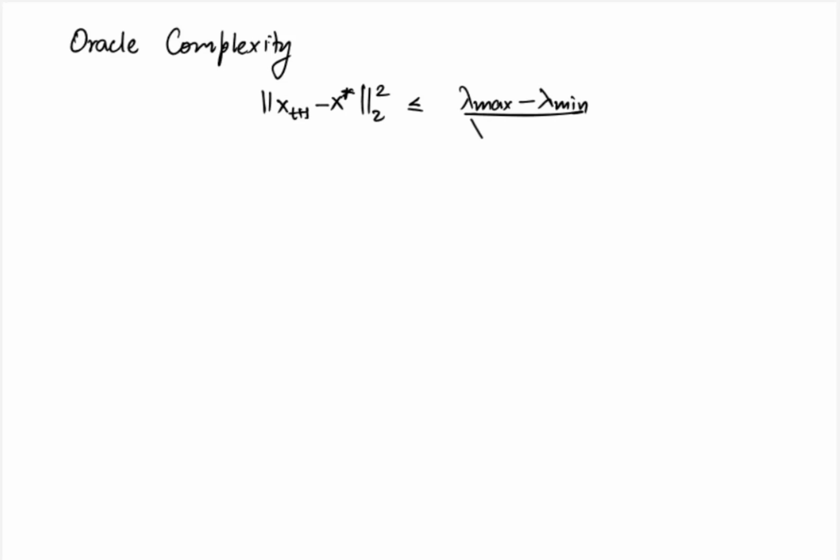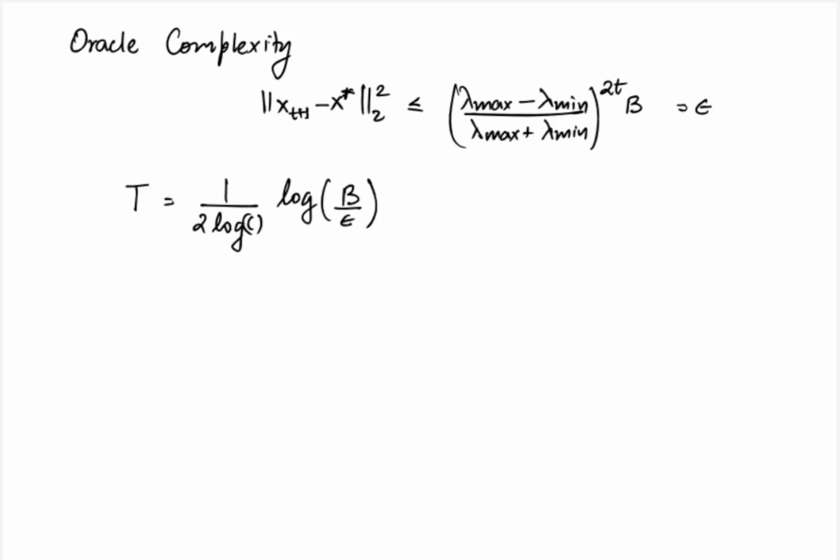Let us then get the required oracle complexity bound. Let me just write down the inequality that we have obtained so far, which is that ||x_{t+1} minus x*||^2 is less than or equal to ((lambda max minus lambda min) divided by (lambda max plus lambda min)) raised to the power 2t times B. That is, the squared distance from the optimum is decaying exponentially with t. Equating the right hand side to epsilon, we can then calculate t as 1 by (2 log c) times log of B by epsilon, where c is this ratio (lambda max plus lambda min) divided by (lambda max minus lambda min).